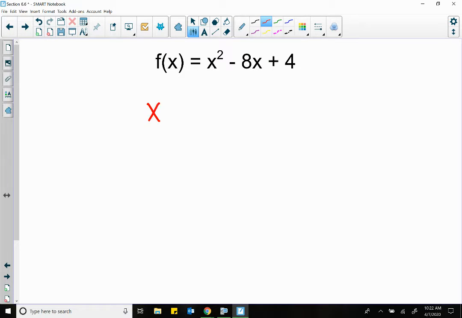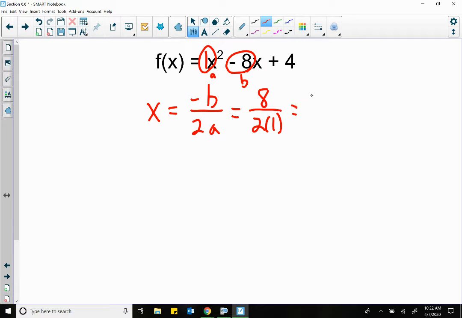So the first thing we're going to do is find x. That's the opposite of b over 2 times a. Well, my b up here is a negative 8. What's the opposite of a negative 8? A positive 8. And I've got 2 times, what's my a? It's right here. That's the a. So that's 2 times 1. So 8 divided by 2 times 1 is 2. 8 divided by 2 is 4. So the axis of symmetry, which I abbreviate AOS, is x equals 4.